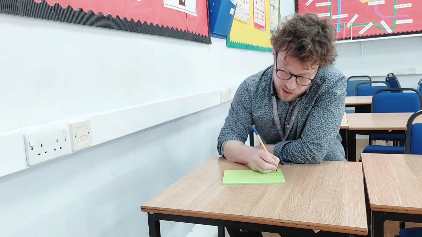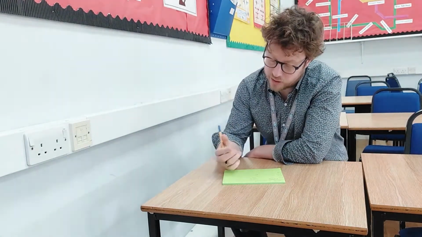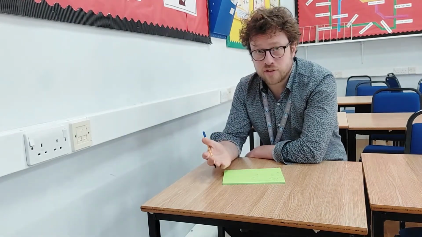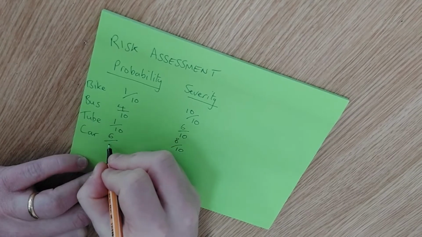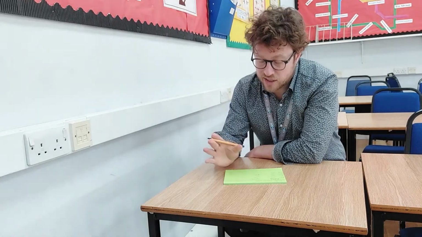Then we'll look at my car. Well, the obvious problem with the car is traffic. So if I'm stuck in traffic, what's the likelihood of that happening? Well, if I'm going for an interview first thing in the morning, it's likely to be rush hour. I think there's a 6 out of 10 probability that I could get stuck in traffic.